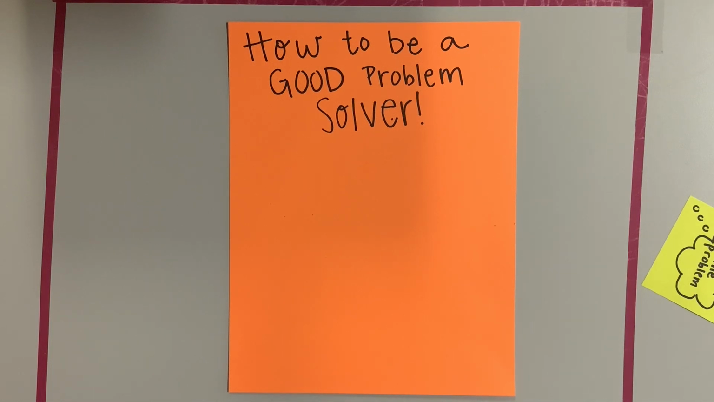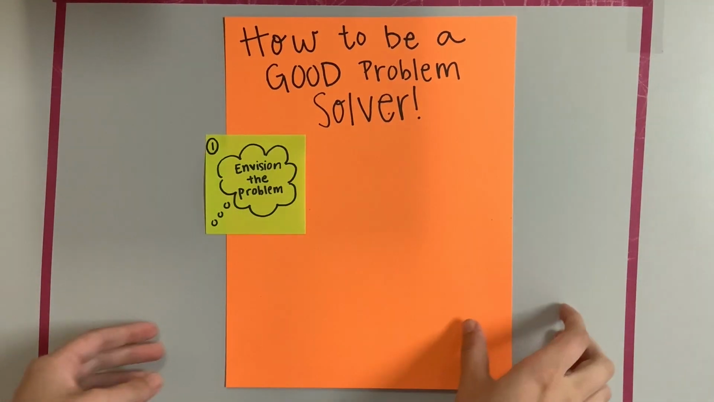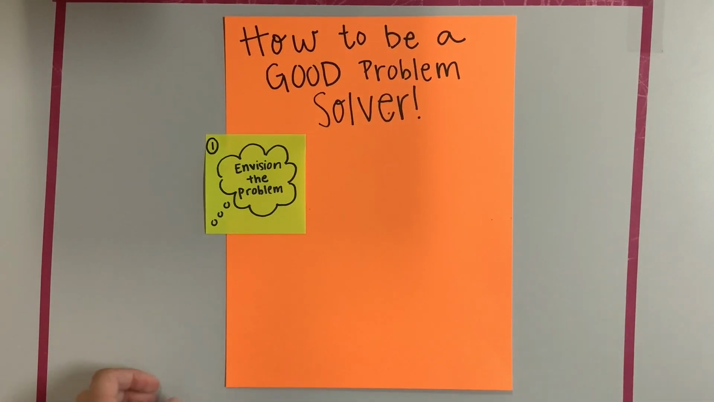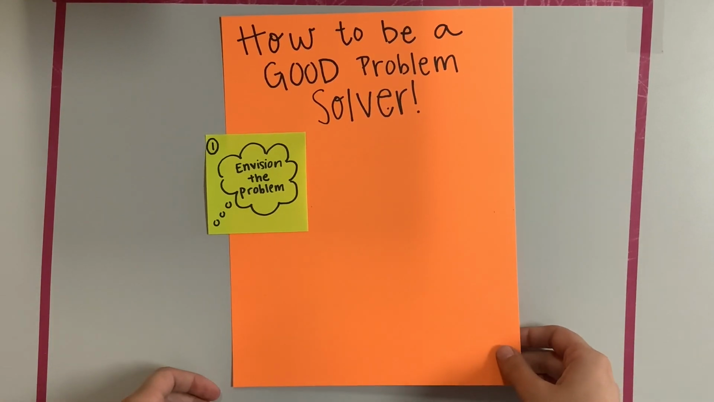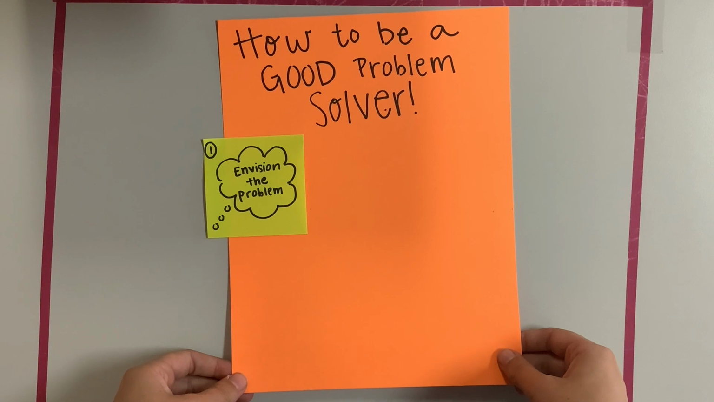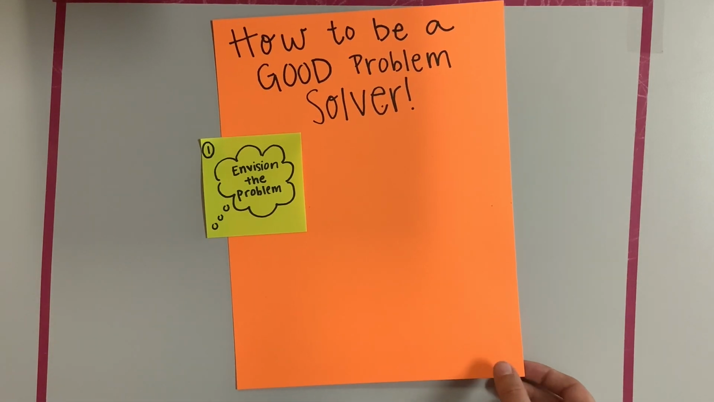Hey, fourth grade. Today we're going to move into a new unit, and this is all about how to be a good problem solver. So the first step to being a good problem solver is being able to envision the problem. So I'm going to read you a problem, and I want you to make a picture of it in your mind, just like you do in reading.